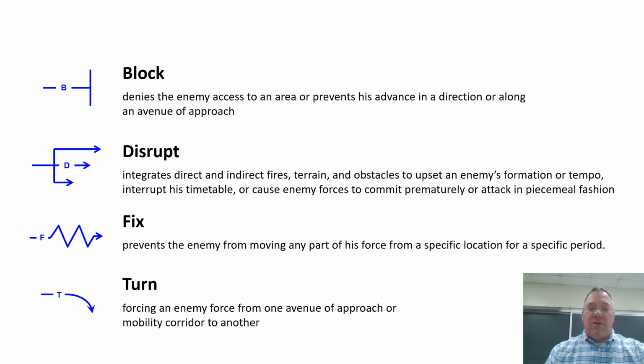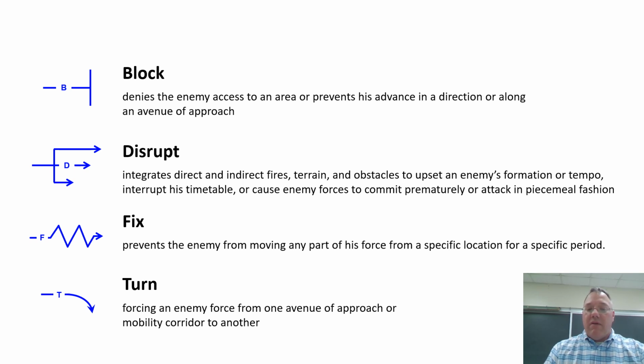All right, block, disrupt, fix, and turn. These are effects that we want to have on the enemy, something we want to do to them. When we block them, it means we want to stop them from advancing or moving along a certain avenue of approach. They can't use that avenue of approach anymore because you've blocked it. When we disrupt them, that means we want to interfere with their synchronization. We want to piecemeal their attacks. They're still maybe moving, but maybe they get held up on one side while the other side is still advancing, and things like that, just to completely throw off their timeline and interfere with how they're executing their mission.